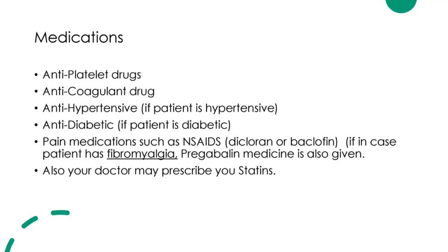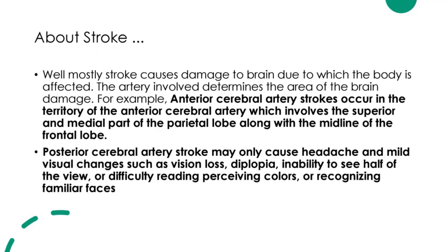So, what are the medications a stroke person has to take? A stroke person has to take antiplatelets, anticoagulants, hypertension drugs, antidiabetic drugs, and painkillers, and in some cases, pregabalin and statins. So a person having stroke is solely dependent upon the artery that is either infarcted or has burst, hemorrhagic stroke. So if a person has an anterior cerebral artery stroke, then the artery supplies the frontal lobe, and so the frontal lobe and the parietal lobe areas are supplied by the anterior cerebral artery.